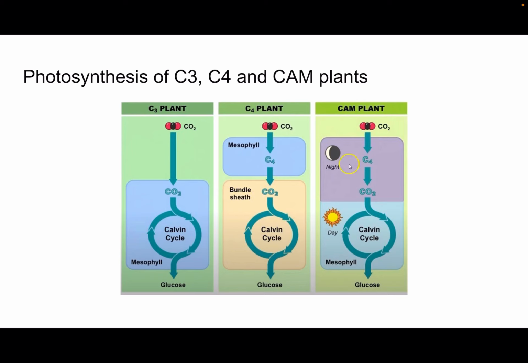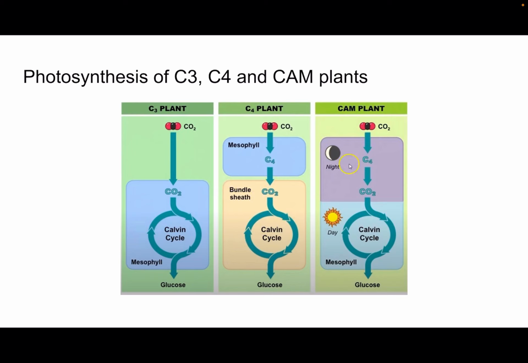C4 plants. In contrast, C4 plants use a two-stage process. Initially, CO2 is captured into a 4-carbon compound in the mesophyll cells. The compound is then shuttled to the bundle sheath cells, where the Calvin cycle takes place in an environment with high CO2 concentration. This spatial separation reduces photorespiration.